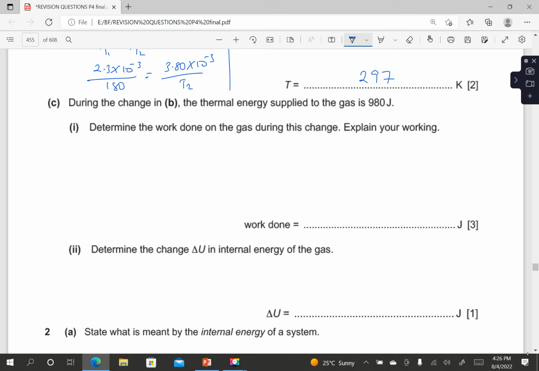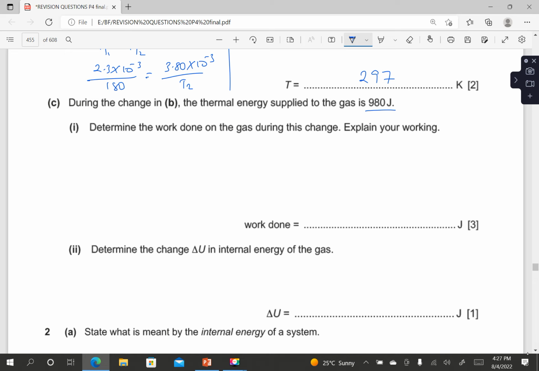During the change in B, the thermal energy supplied to the gas is 980 joules. Thermal energy supplied to, that must be positive. Determine the work done on the gas. You're going to realize that this work is not done on the gas because I think that was a typing error, since the volume is changing from 2.3 to 3.8. So that means the gas is expanding. So the work done is most likely going to be a negative value.